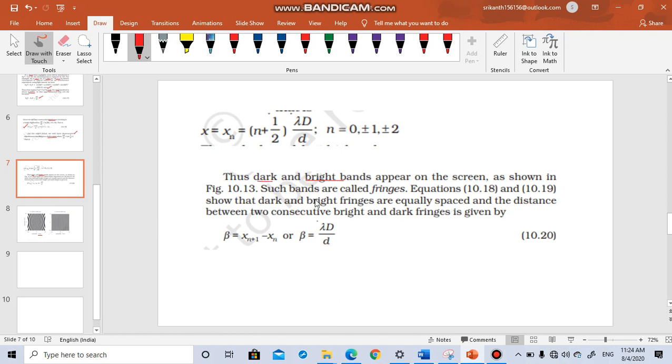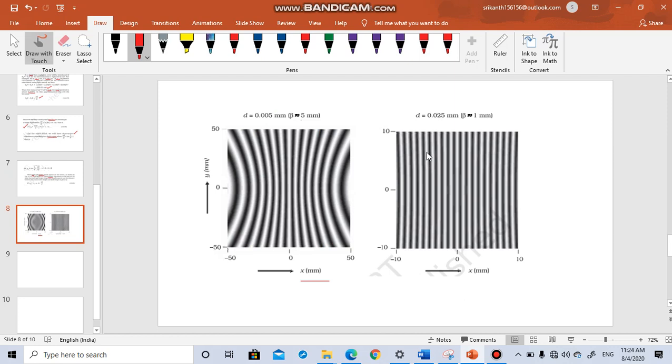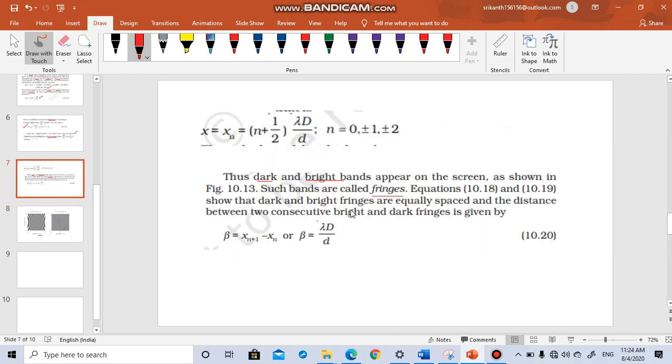Such bands are called fringes. So what are we interested in? When I show you this type of figure, you would be interested in knowing what the fringe width is. You are going to get an equal number of dark and bright spots. They are equally spaced. This is also an important point.